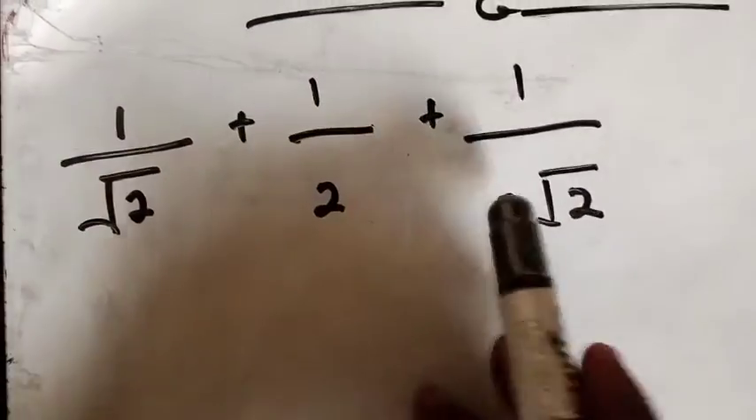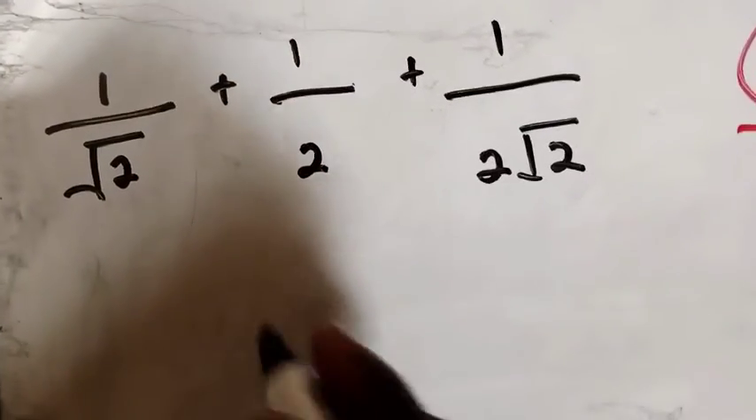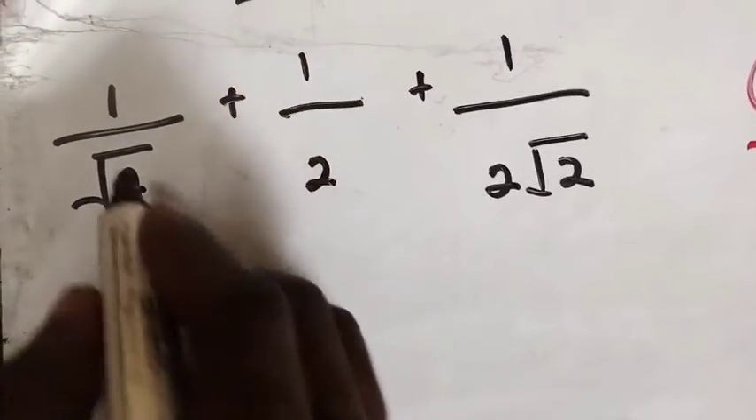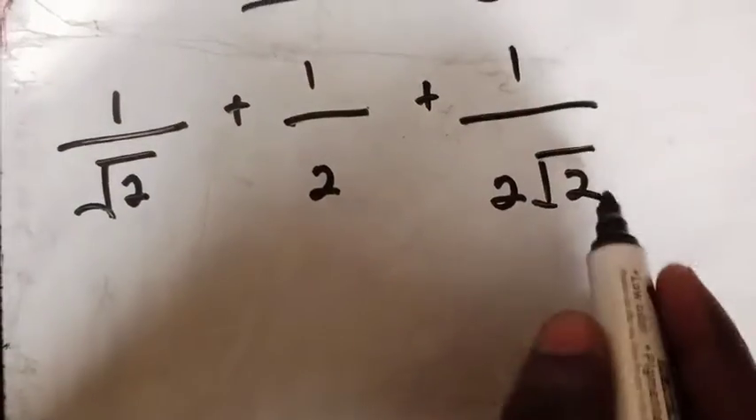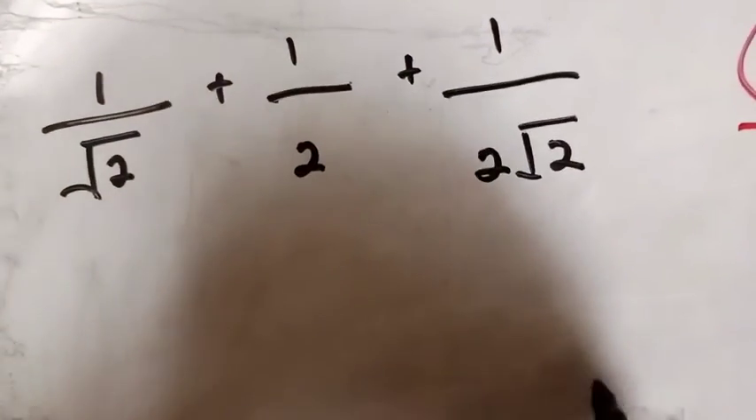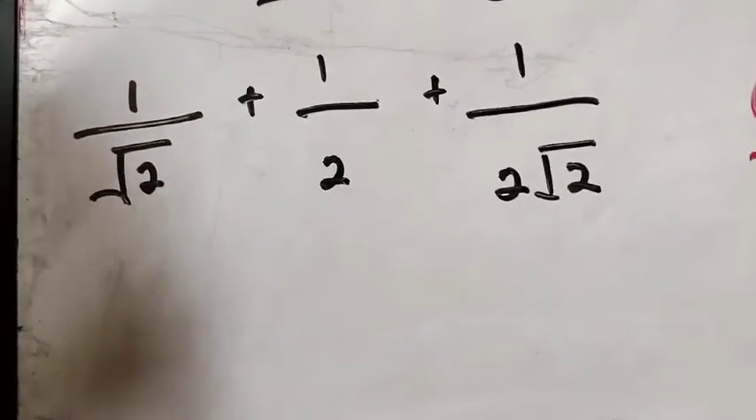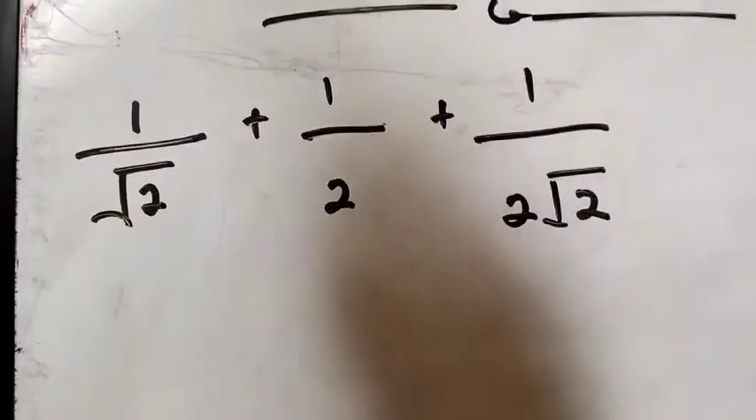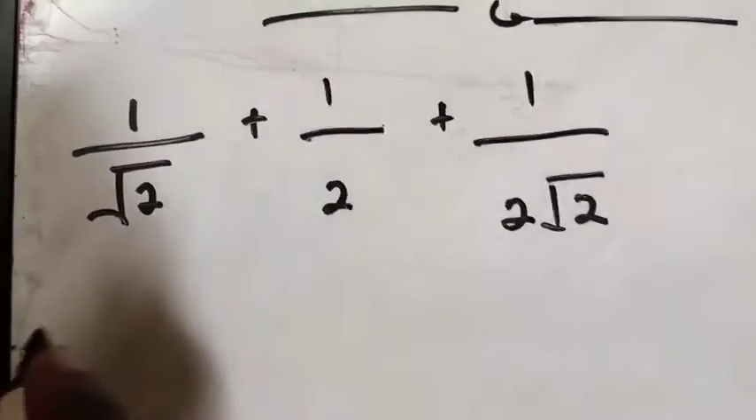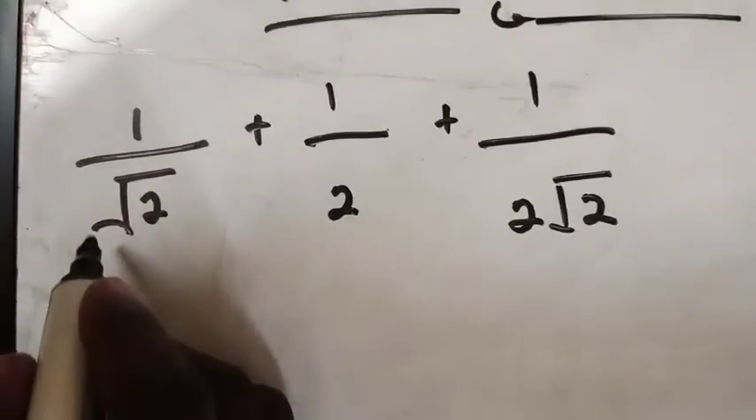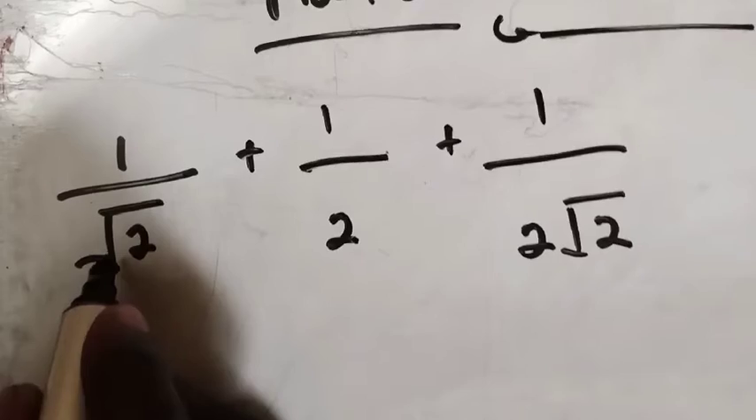Now, we want to add. If it is a normal addition, let's say all the denominators are just whole numbers, meaning they don't have a square root sign, you can apply your least common multiple to solve that. But here we are having a radical at the denominator, so you have to use a different method, right? Now, the way to rationalize: since this one has a square root at the denominator, you have to rationalize it.